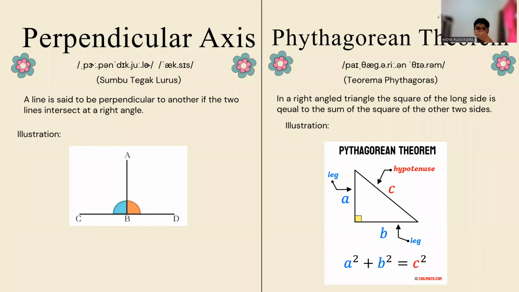Next is Pythagorean theorem. In Indonesian, we say teorema Pythagoras. In a right angle triangle, the square of the long side is equal to the sum of the squares of the other two sides. This is for illustration. This triangle has side lengths A, B, and hypotenuse C. So the Pythagorean theorem is A squared plus B squared is equal to C squared.